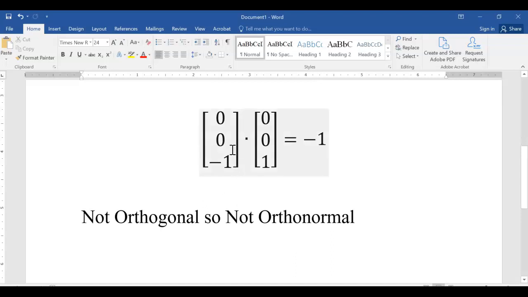However, when I take the inner product of the two vectors, I end up with a -1. Therefore, these two vectors are not orthogonal. So since the vectors are not orthogonal, the vectors are not orthonormal. All right, so they have the right size, but they do not have orthogonality.